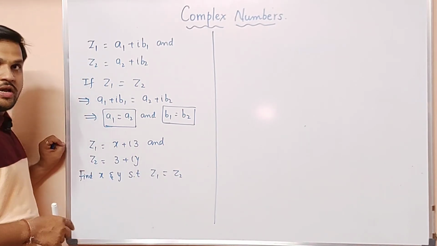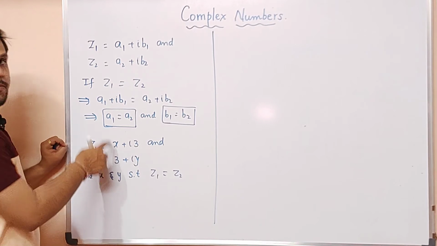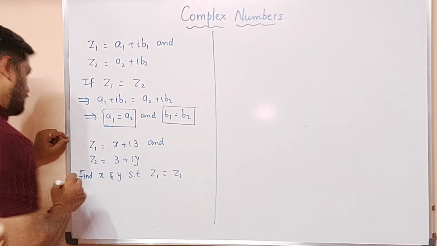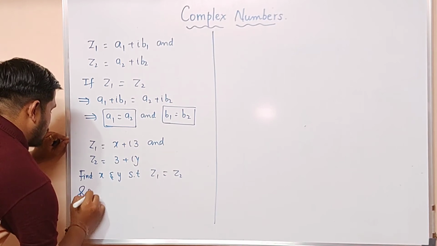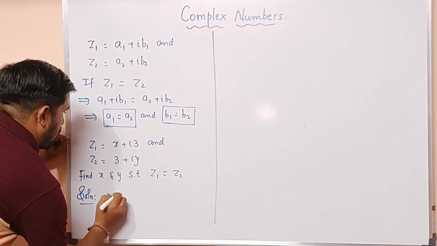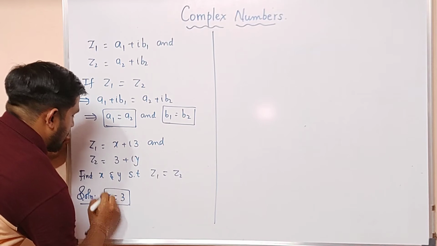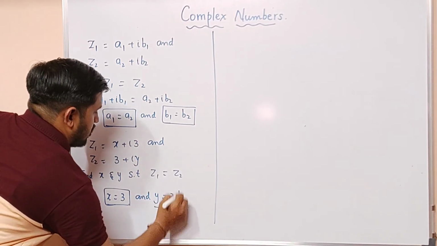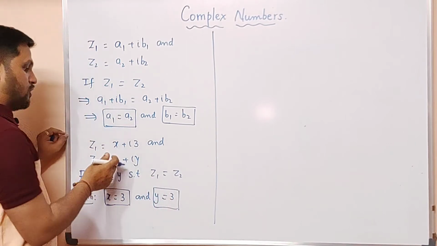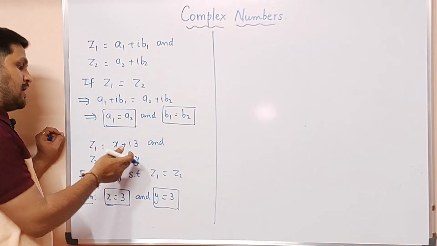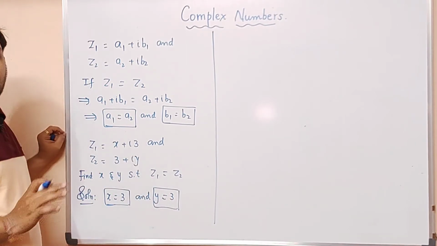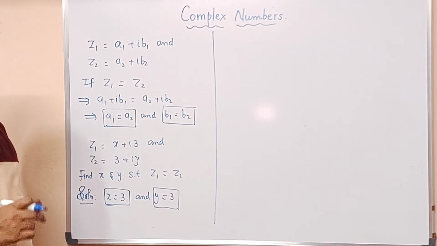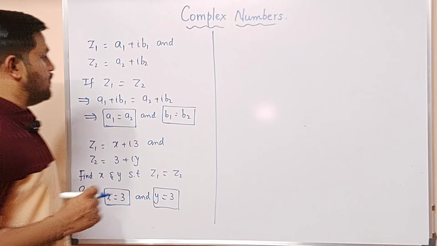Two complex numbers are equal, that means their real parts will be equal. Similarly, their imaginary parts are equal. So what is the solution for this? The value of x will be 3 and the value of y is 3. Because these two complex numbers are equal, their real parts have to be equal and their imaginary parts have to be equal. Hope this is quite simple and easy to understand when two complex numbers are equal.